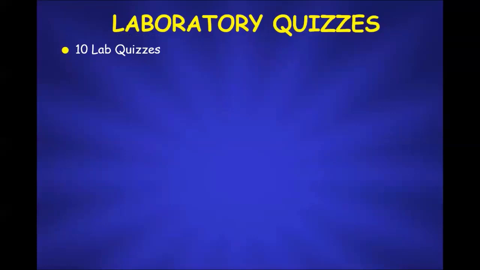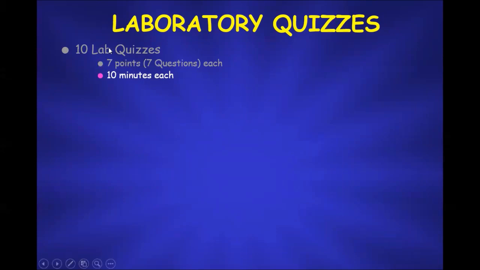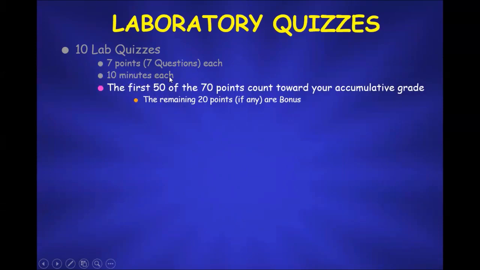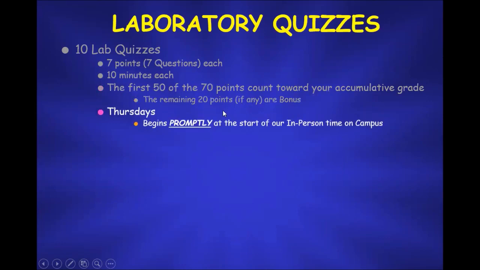Then we have laboratory quizzes, okay? There's 10 lab quizzes, 7 points for each one. So basically there's 7 questions for each one. So it comes to 70 points. Right, 7 times 10, you got 70 points. You'll have 10 minutes to take each one. The first 50 points is going to go towards your cumulative grade for the course. The other remaining 20 points, if you have any, will be bonus. Okay, a lot of bonus this semester.